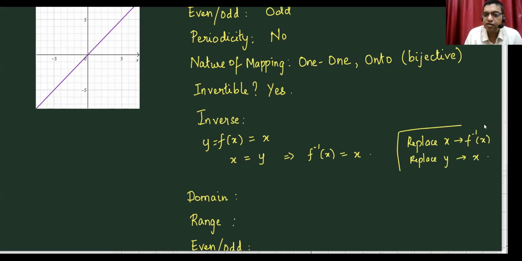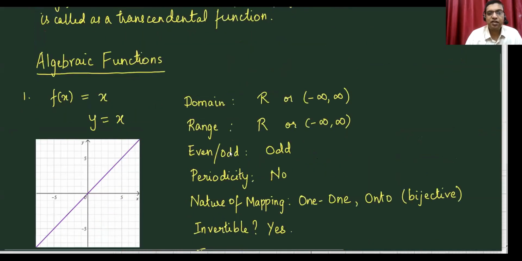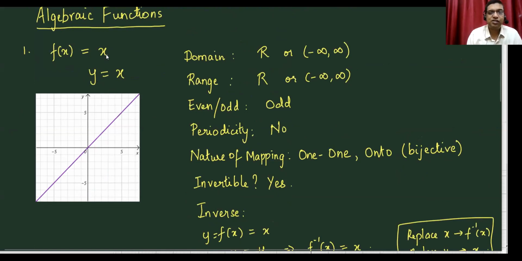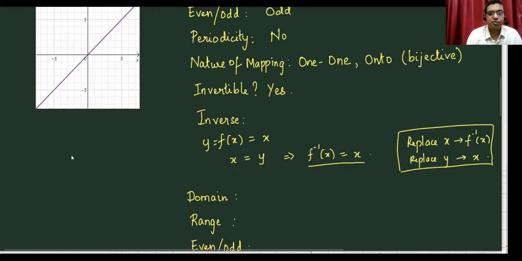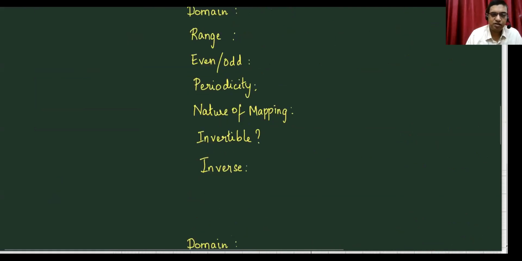After you write x in terms of y, since generally y is in terms of x, right? So we should write x in terms of y. So this is what you get as the inverse of this function. So f inverse of x is x. This is one graph whose inverse is the same as the original function. Okay, that is the basics of algebraic functions. Next, let us do the second one.